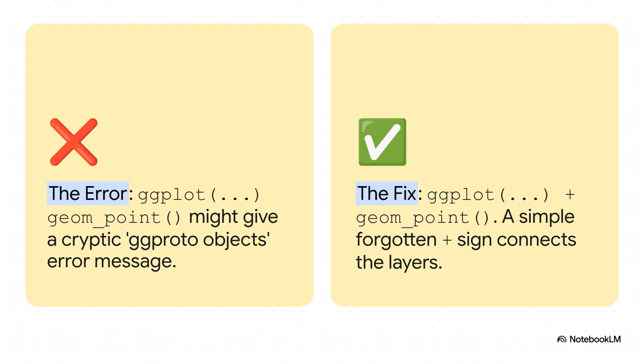Yeah, really. Take this very common ggplot2 error. The message might look like a bunch of gibberish at first, but it's often pointing you right at the issue. In this case, it's just a forgotten plus sign between our plot layers. The fix is usually something small and surprisingly simple.